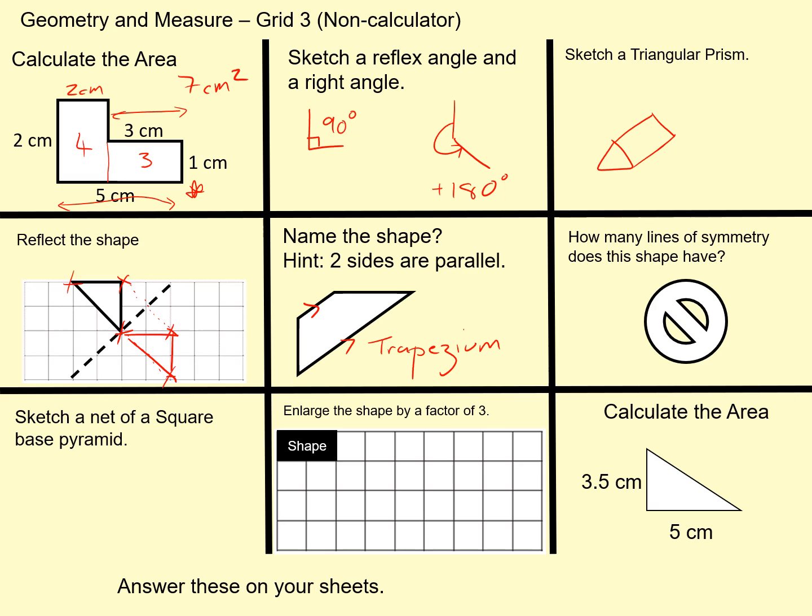Next up, how many lines of symmetry does this shape have? Try my best to draw it in. There's 2. You've got one this way, and you've got another one, do it in a different color, coming this way. So there's 2 lines of symmetry with that particular shape.